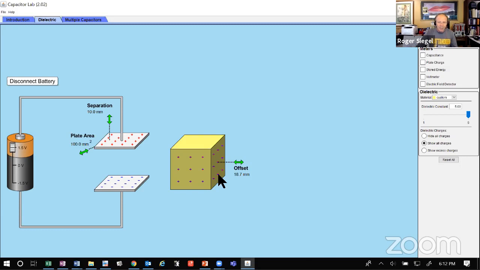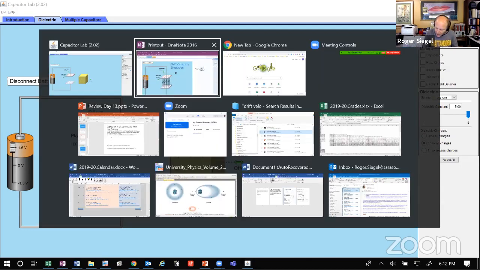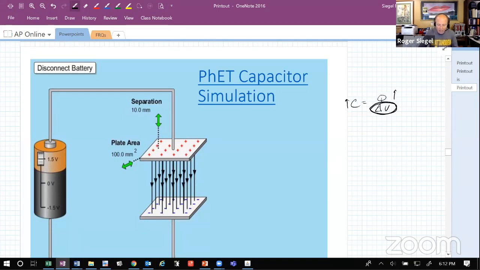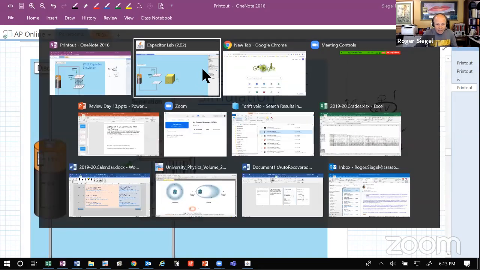Now, let me show you the other situation. What happens if I disconnect the battery? Then I'm isolating the charge, and my voltage can change. So let's see what happens there. If the capacitance goes up by a factor of K, how do I make this side become more? Well, I can't change the charge, so I have to let the voltage get smaller. Let me bring back the simulation.